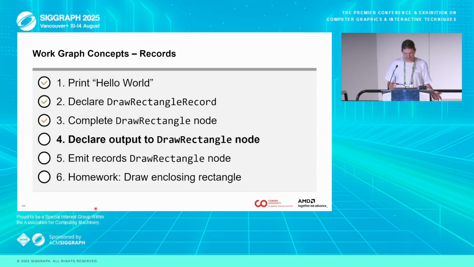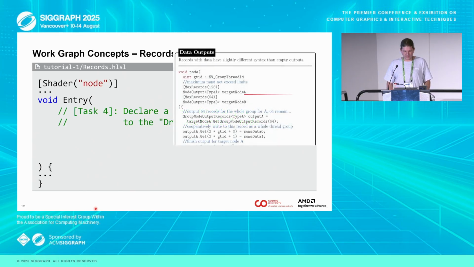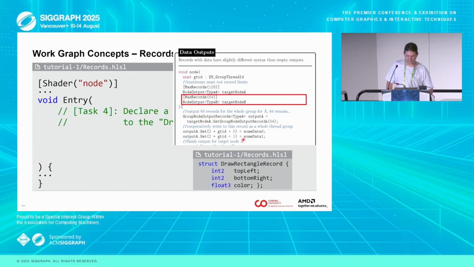So next up, we would like to declare an output part in our entry function. So what we would like to do is output the draw rectangle record to the draw rectangle node. And to this end, again, I would like to refer you to the cheat sheet in the data outputs part, and there you can see how you can output the nodes.